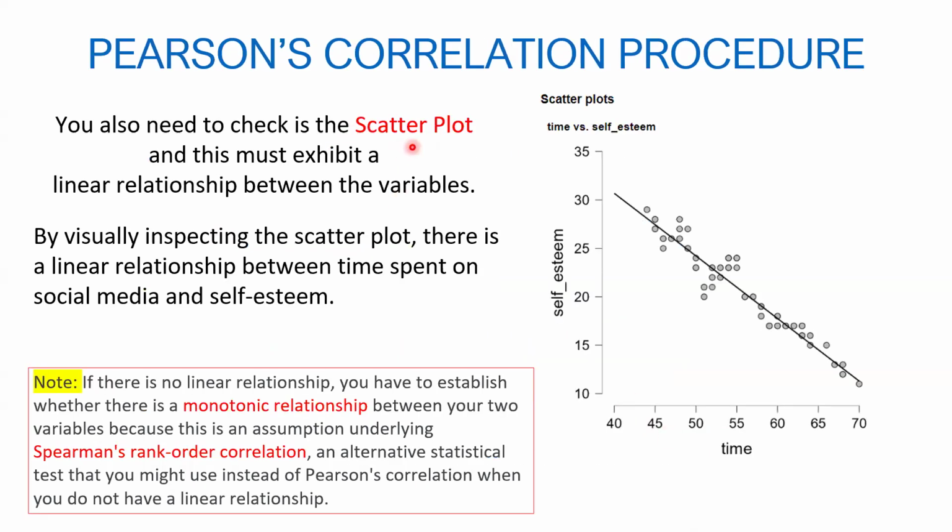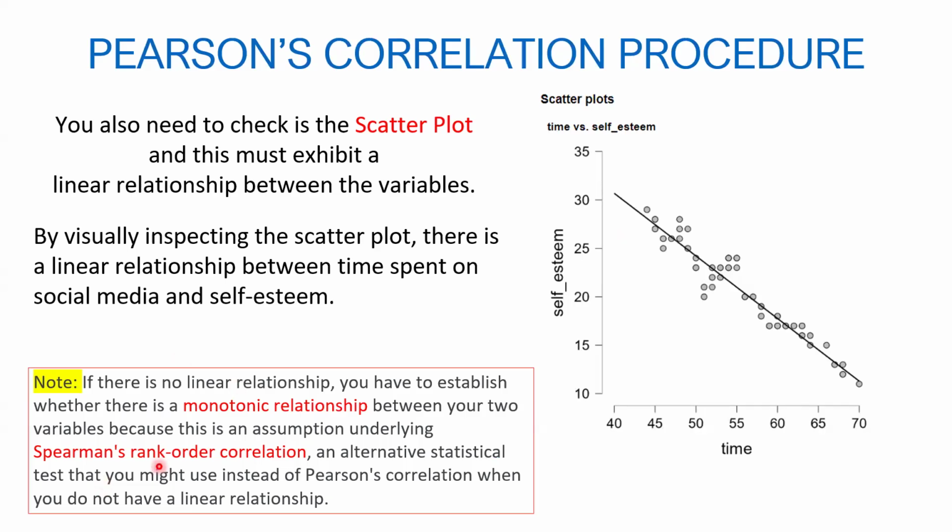Now, the next one that you need to check is the scatter plot diagram. The scatter plot diagram was generated, and this must exhibit a linear relationship between the variables. By visual inspection, we see that our data points follow a linear trend. We don't expect all the data points to lie on the same line. If they do, then we have a perfect correlation between the two. By visually inspecting the scatter plot, there is a linear relationship between time spent on social media and self-esteem. So therefore, we can proceed to use the Pearson correlation.